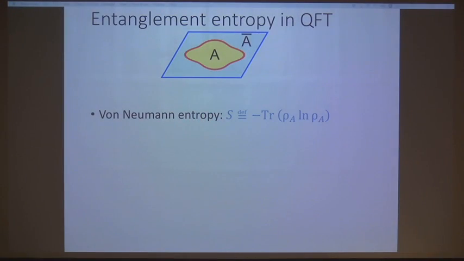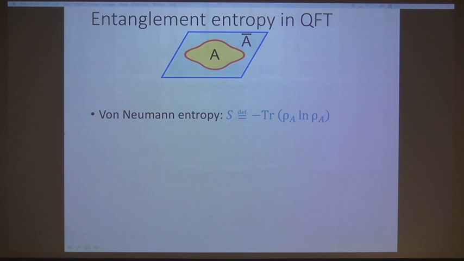So let's start with entanglement in quantum field theory. So first, some basic definitions. For any quantum system where we can divide the system into two parts, A and A bar. In quantum field theory, we do this division usually by using spatial regions A and A bar. We can define a von Neumann entropy for region A by using the reduced density matrix on A after tracing out the complement. It is defined in this way as minus trace rho log rho.